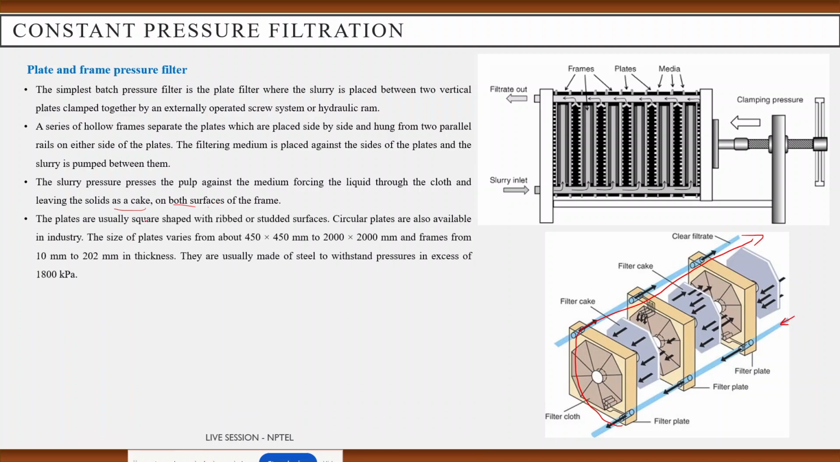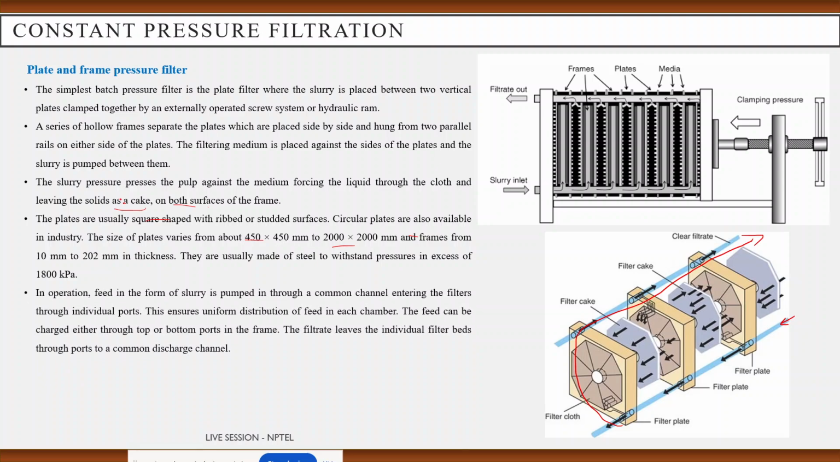The plates are usually square shaped. Circular plates are also available, but the most commonly used are square shaped, having a certain diameter you can check. Now in operation, the feed in the form of slurry is pumped in through a common channel, entering the filter through the individual ports. This ensures a uniform distribution of the feed in each chamber. The feed can be charged either through the top or the bottom of the ports in the frame.